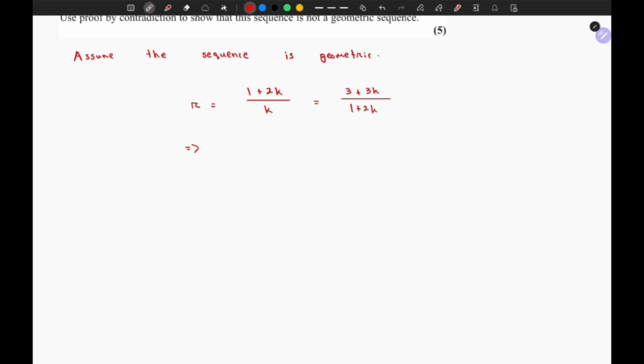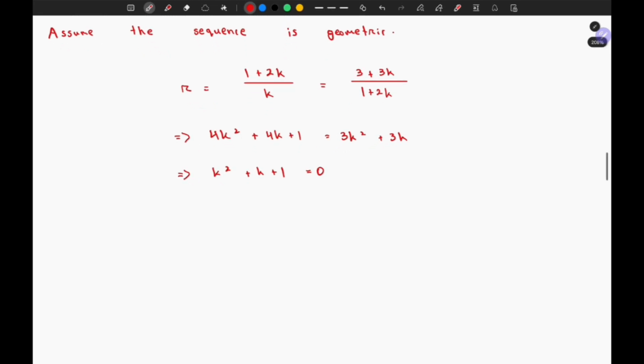So solving this equation, if we cross multiply, let's multiply this with this and this value with this value. So this is 4k squared plus 4k plus 1 equals 3k squared plus 3k. And if we simplify this, this will be k squared plus k plus 1 equals 0. Now, if this is a geometric series, solving this equation will give us a value for k.